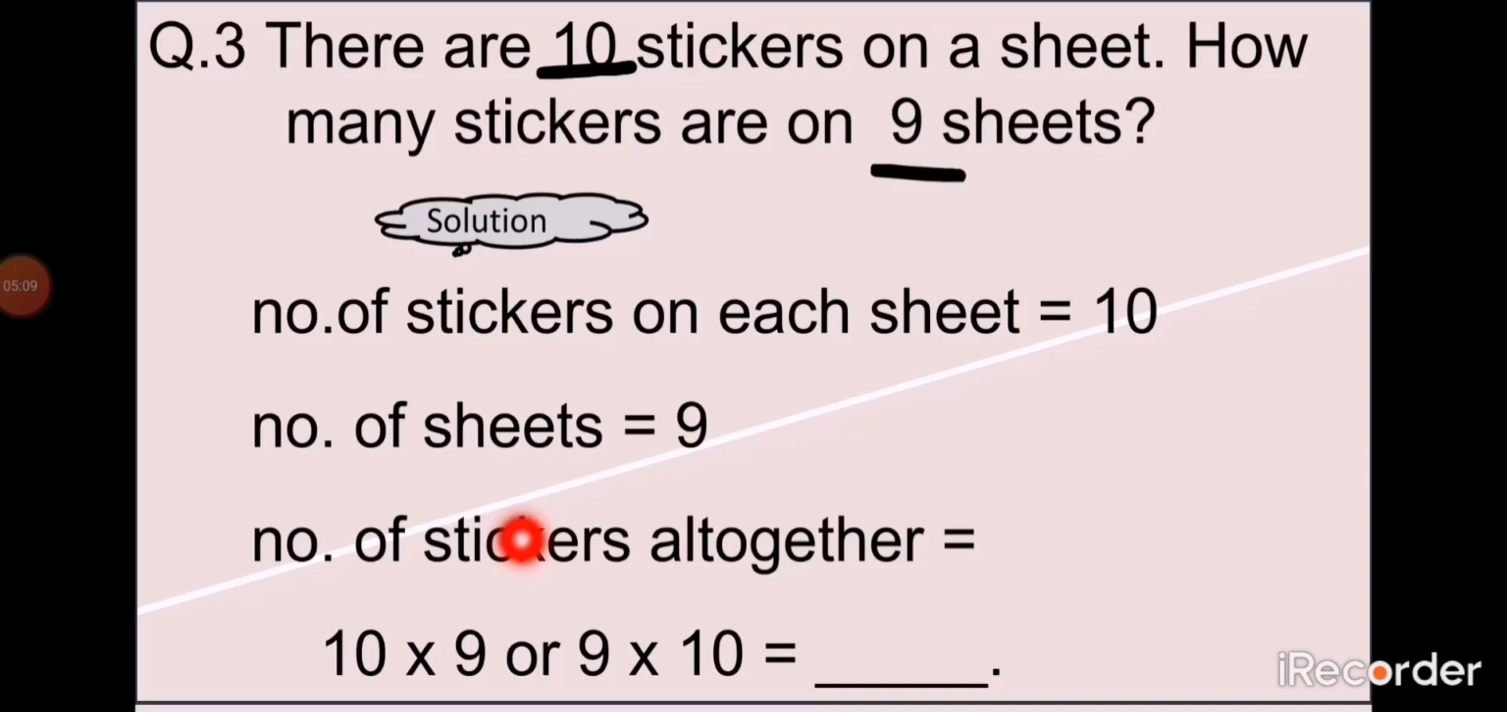Now we can count in tens. In the simple way, you can count in tens. Take out your 9 fingers and count in tens. 10, 20, 30, 40, 50, 60, 70, 80, 90. Simple as that. Or you can read the 10 times table. 10 1 time 10, 10 2 times 20, 10 3 times 30, 10 4 times 40, 10 5 times 50, 10 6 times 60, 10 7 times 70, 10 8 times 80, 10 9 times 90.